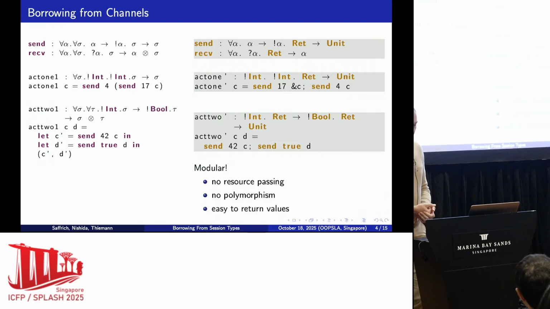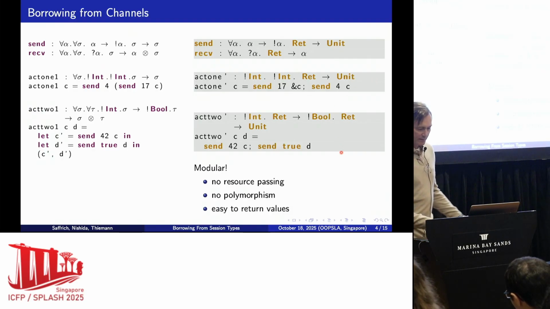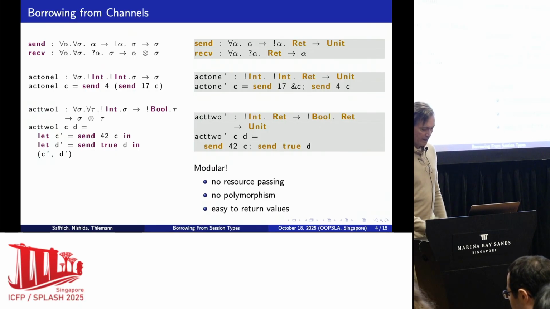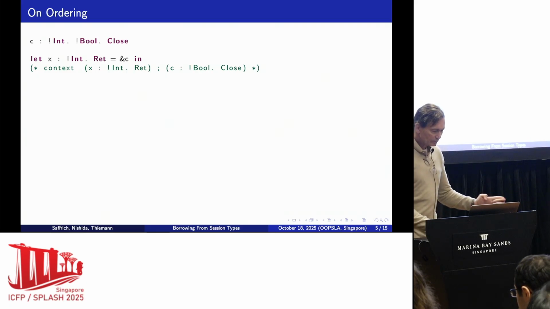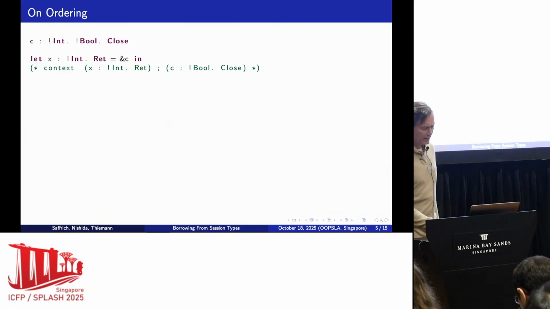And we claim that this is a more modular style because you get rid of this resource passing. You are not forced into a particular programming style. You don't need to waste polymorphism on something that doesn't need it. You can use it for more interesting things. And it's also much, much easier to return values. I mean, here it's always unit because I'm just sending stuff. But you have a slot there where you can return something and it doesn't get cluttered with having to return resources.